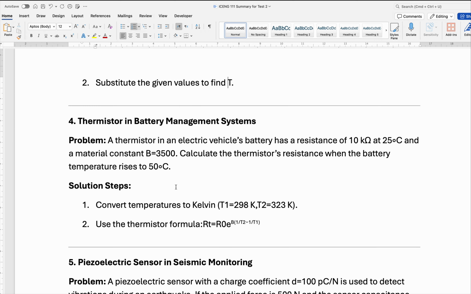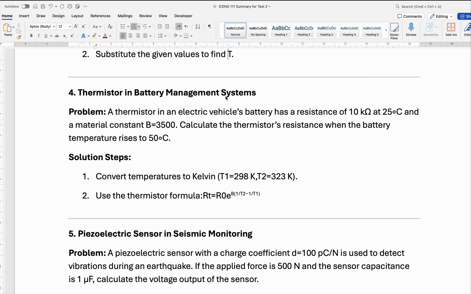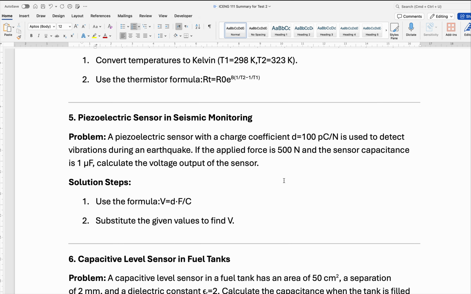Okay, if you have, for example, a thermistor in a battery management system, in which the thermistor has a resistance of 10 kilo ohms, R naught at T naught, and the value of B is 3500, and we want to calculate the thermistor resistance when the battery temperature rises to T. If you look at this equation, I have R naught, I have B, I have T1 and T2. I want to calculate the RT, the new resistance. That is simple, but remember that the temperature should be in Kelvin.